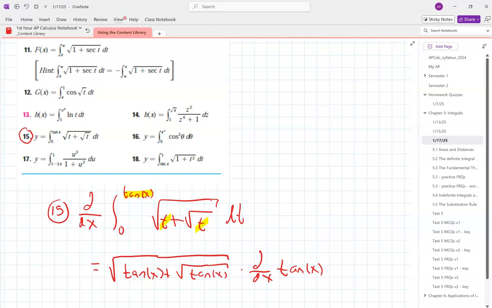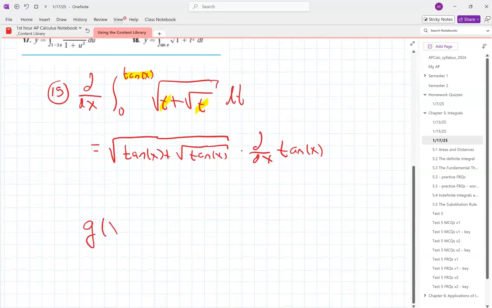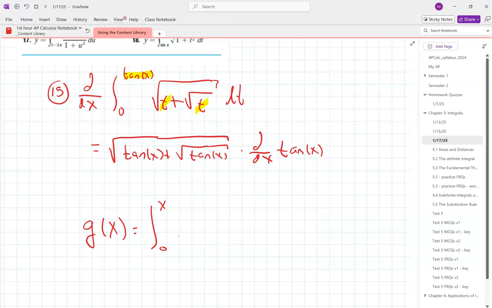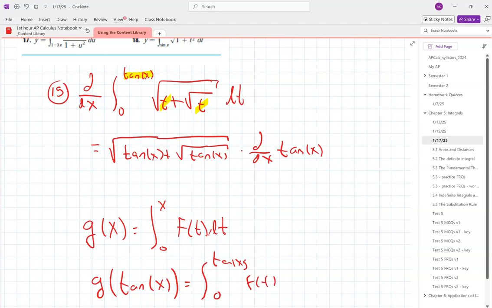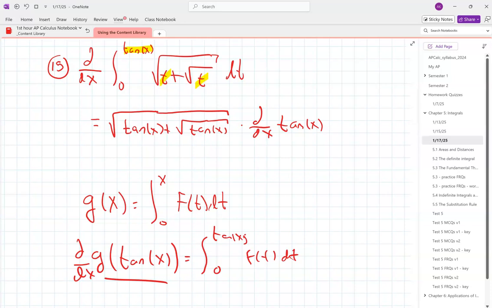So the fundamental theorem of calculus part 1 says we have some function g of x, which is equal to the integral of f of t dt, right? So what I'm doing in this problem is I have g of tan x. When I take the derivative of this, that's a composition, so I have a chain rule. Exactly right. Does that feel good?